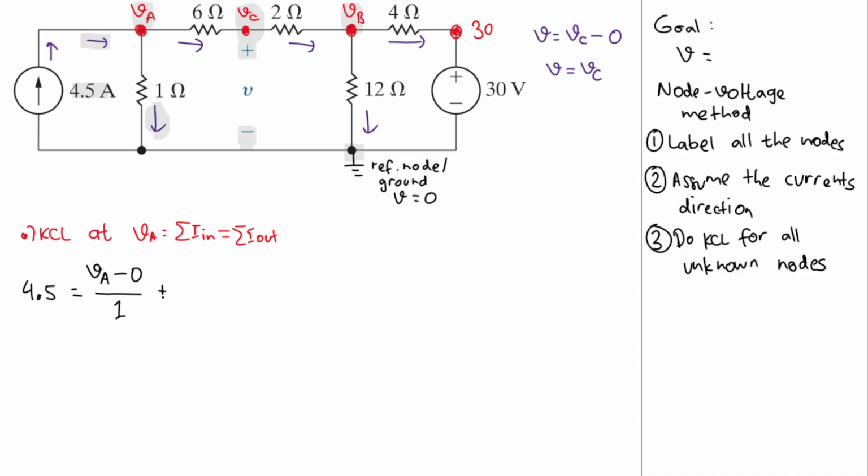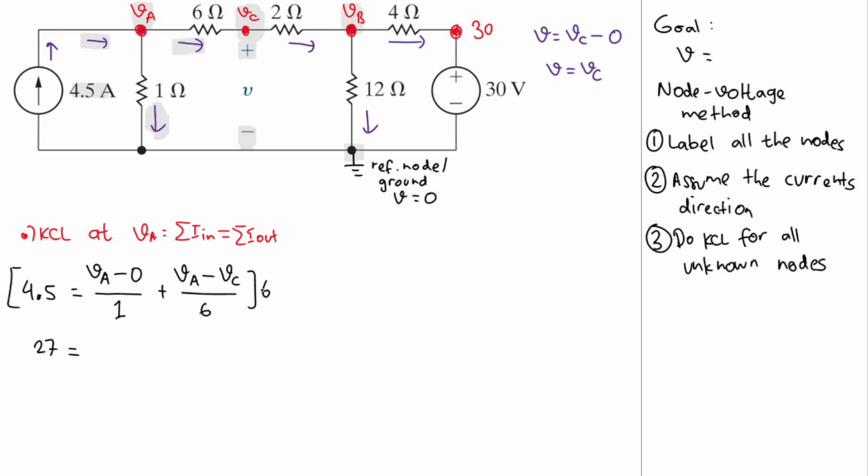Okay, and then another current that goes out is this one here. That current comes from VA, and then the current goes to VC. So I have VC here divided by 6. Good. We can multiply both sides here by 6. 4.5 multiplied by 6. I think that will be 9 multiplied by 3, right? And then that will be 27.